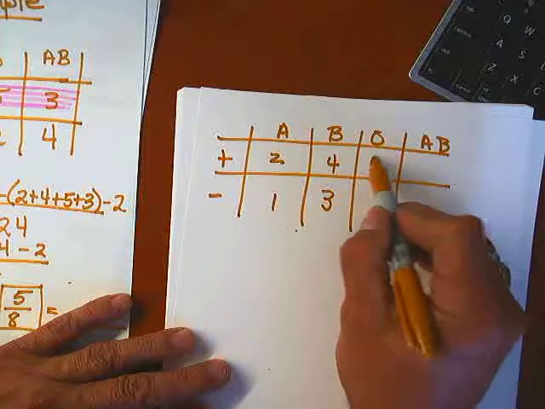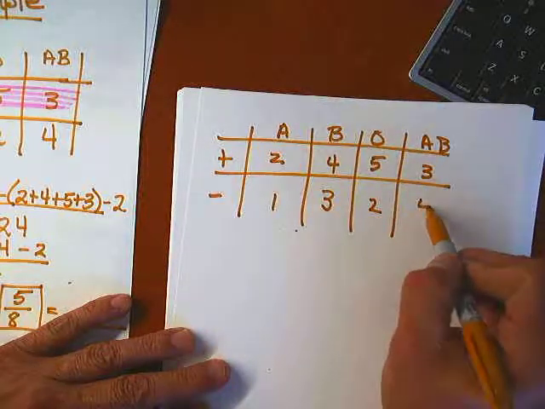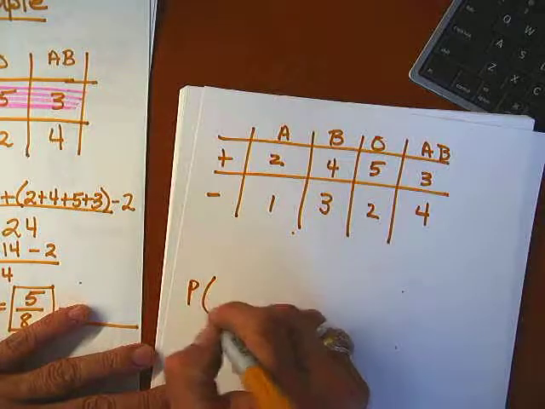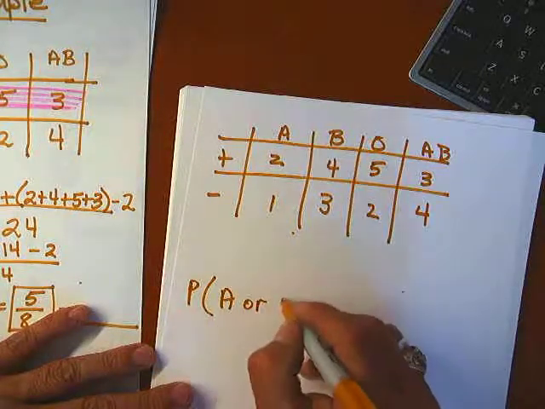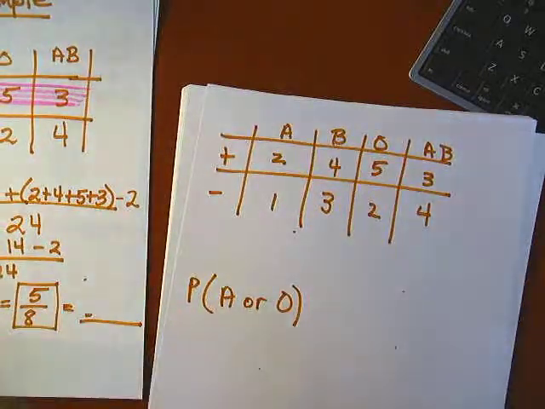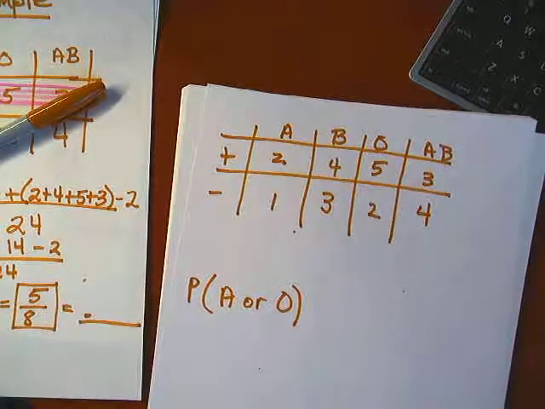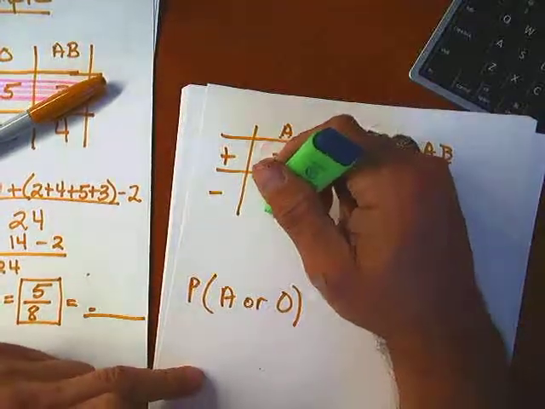Now let's do another example of additive law, and I think this one's important because you're going to run into some like these. A, B, O, AB. And I'll use the same numbers. Positive, negative, 2, 1, 4, 3, 5, 2, 3, 4. And let's say we want the probability of A or O.